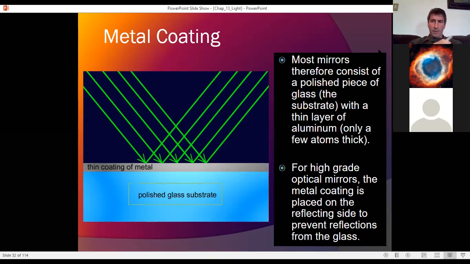And then in a vacuum chamber, they will evaporate the metal onto the glass. What they'll do is they'll heat the metal up. It'll form a vapor. The vapor will then condense on the surface. You get this little thin coating of metal, only a few atoms thick in many cases, that goes on top of the glass. The glass is transparent, so it doesn't reflect as strongly. And that's basically how we create these mirrors.